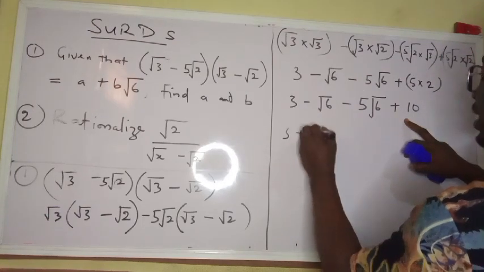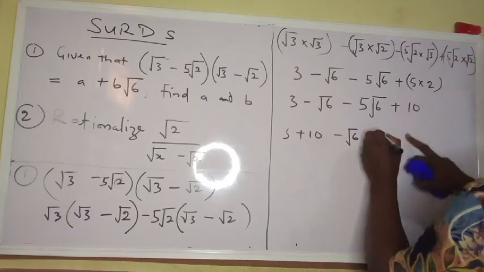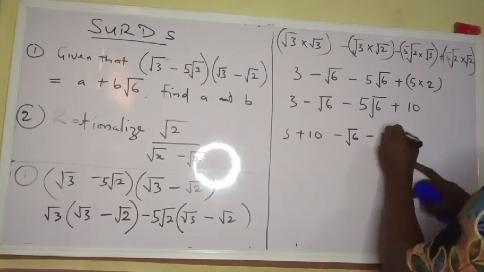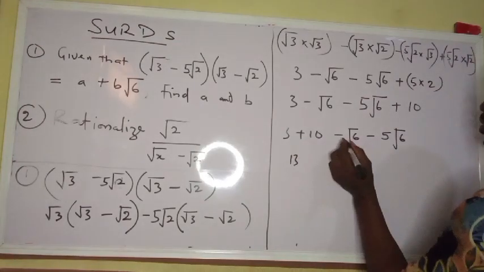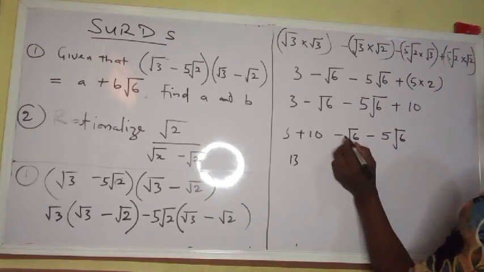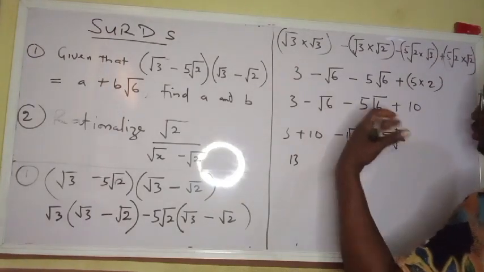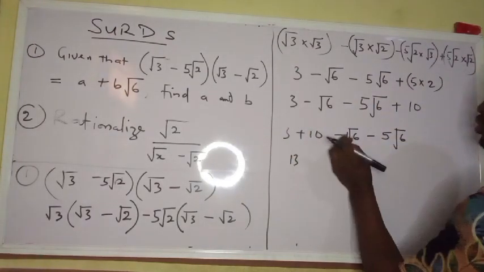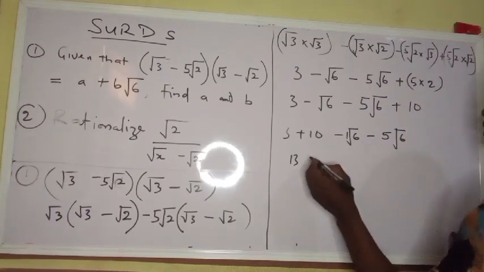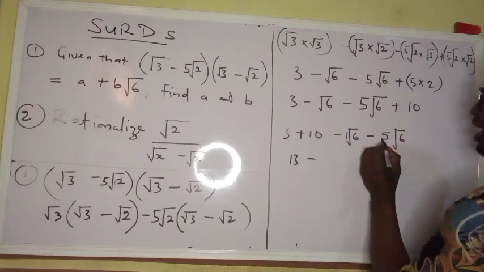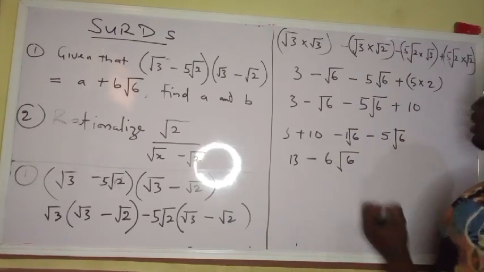Alright? So now let's collect the like terms, so that we have 3 plus 10, minus √6 minus 5√6. 3 plus 10 is 13. Now minus 1√6. I told you, anytime you have a surd standing alone like √2, it is the same thing as 1√2. So minus 1 minus 5, that is minus 6. Minus 6√6.